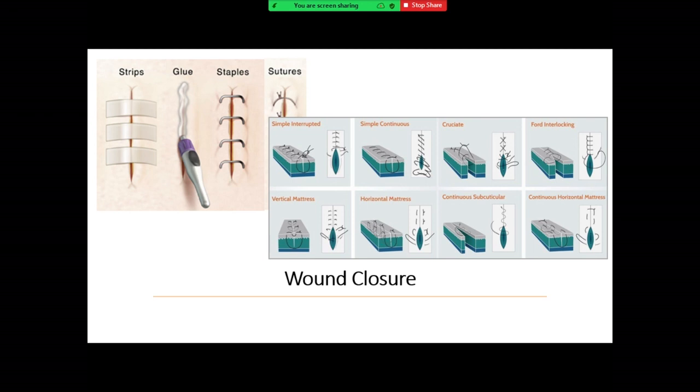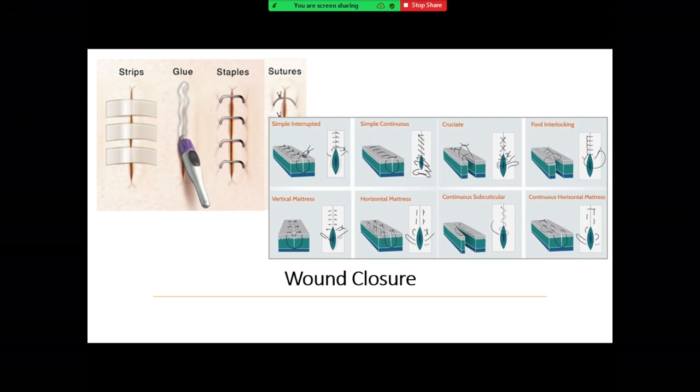So I know, is it a simple interrupted where I'm just clip, clip, pull, pull, pull each little stitch? Or is it a running stitch, so if I clip one end, I'm going to pull the whole string out? Or is it an even more complex stitch?